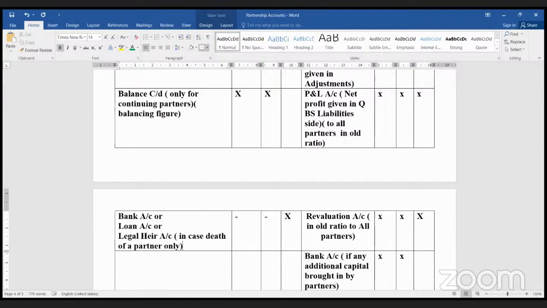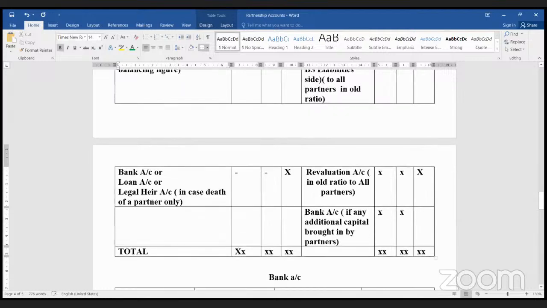So legal heir will come only in case of death of a partner, because he died. Who will take? He cannot take now. So his immediate wife, son, whoever are there legally, that person will take. So in case of death of the partner, you should write legal heir only. In all the situations, we write legal heir only. In case of retirement of a partner, bank or loan account. Understood?